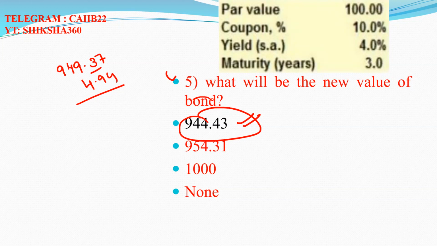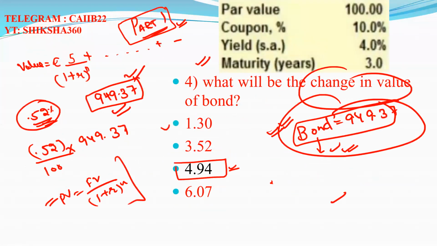In this way we have discussed 5 questions in the session. I think all of you are able to understand how we can calculate the Macaulay duration, modified duration, and the changes in the bond value.